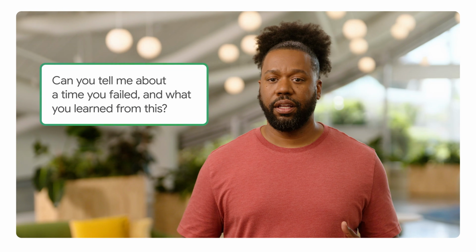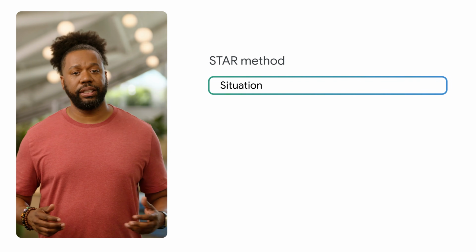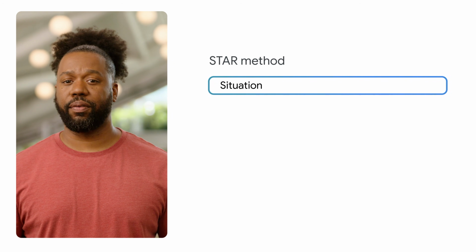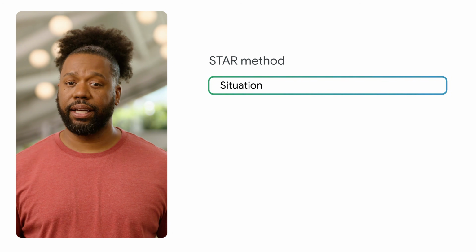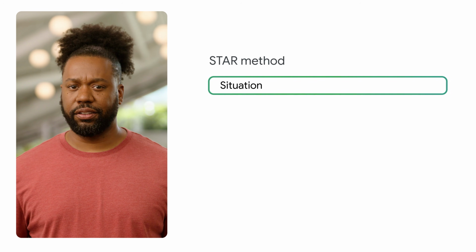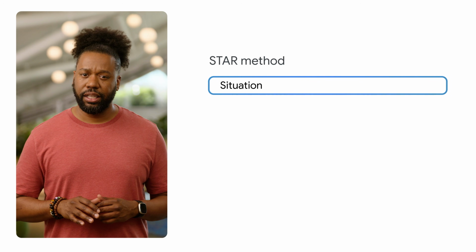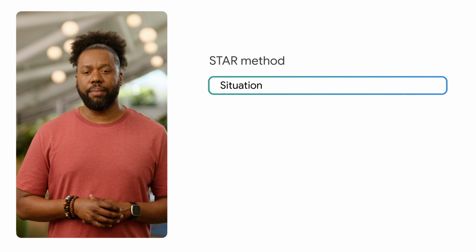Well, let's go through each part of the STAR method by answering this question. Can you tell me about a time you failed and what you learned from this? Start with the S, or situation. Set the scene for the interviewer by providing important background and context. Where possible, give vivid details, but don't go overboard. Focus on the most critical information so they understand what happens later.